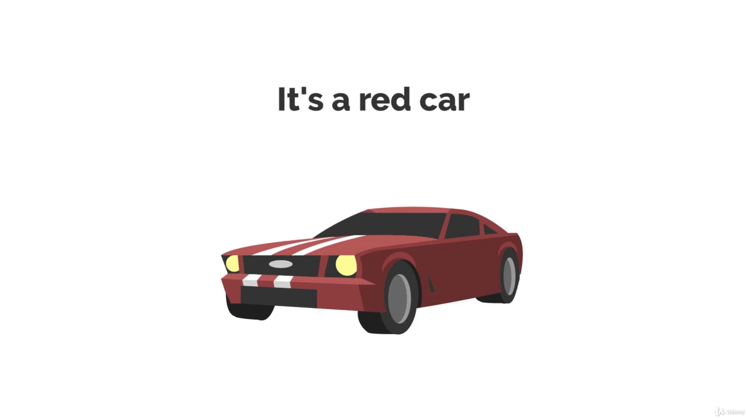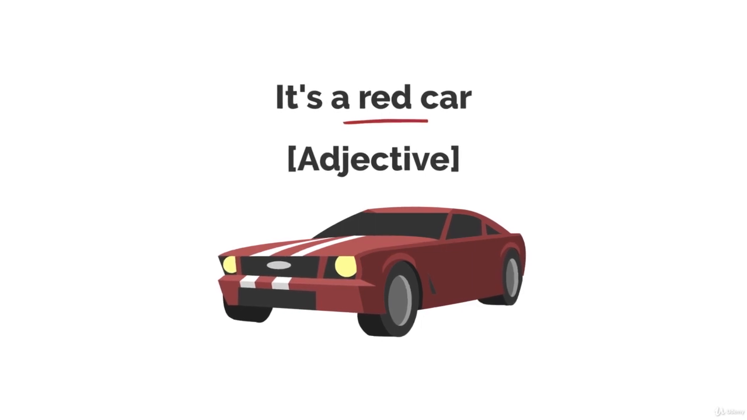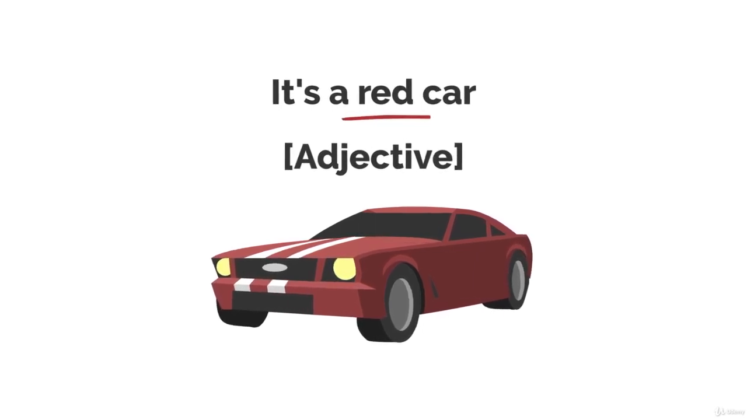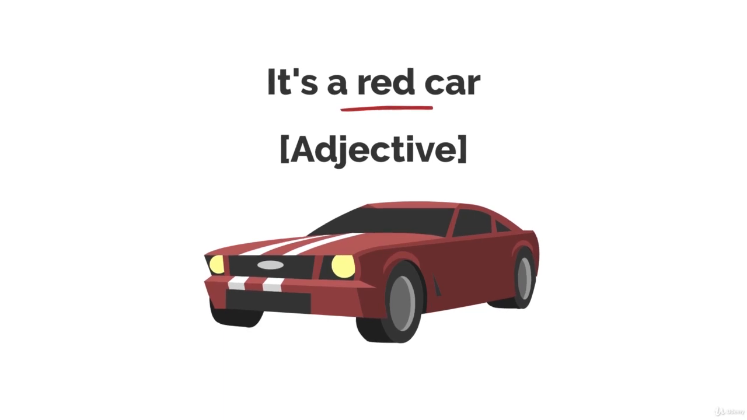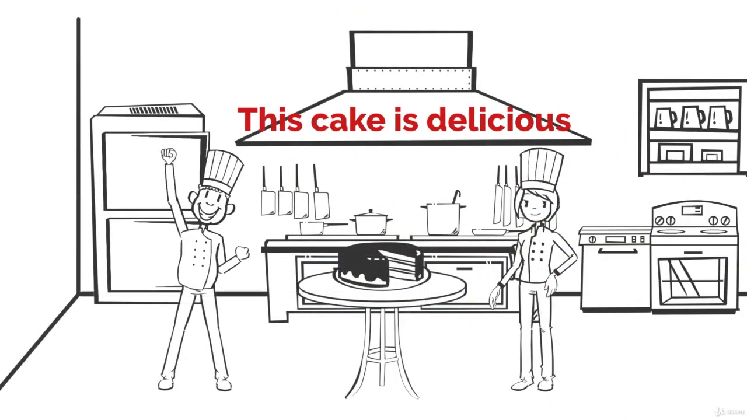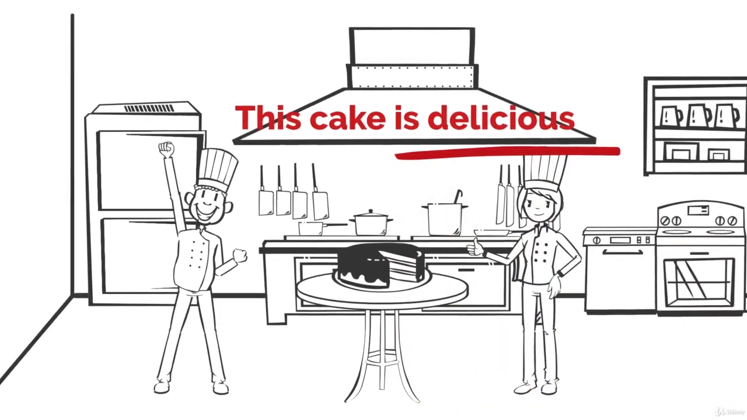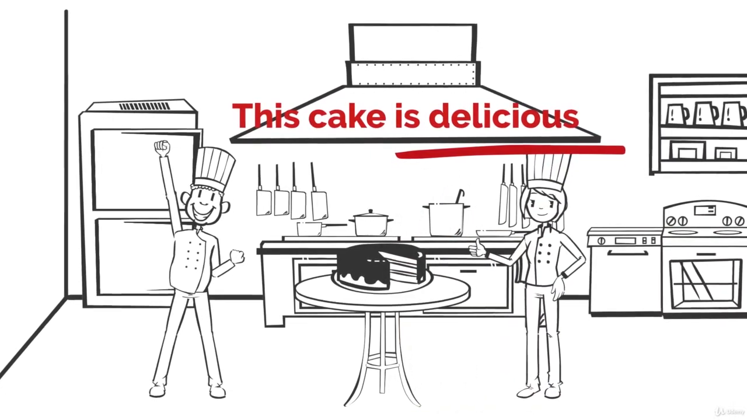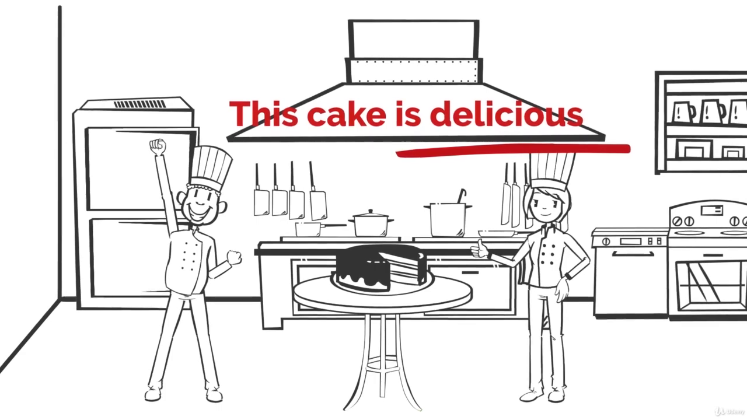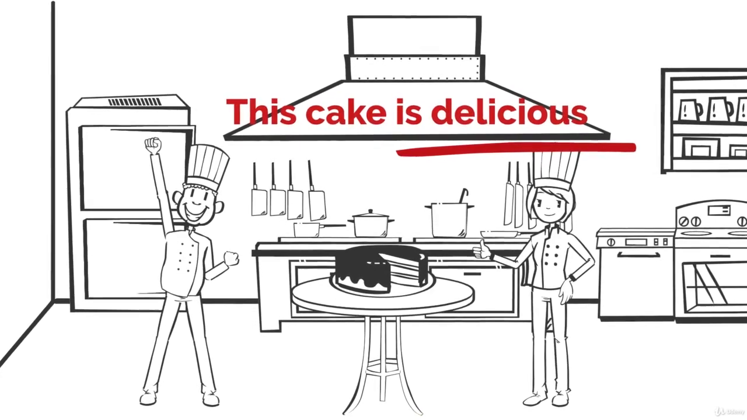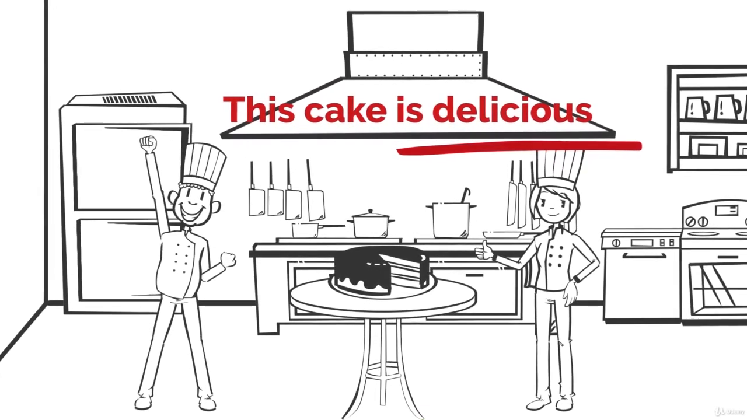It's a red car. The word red is an adjective, which describes the color of the noun car. This cake is delicious. The word delicious is an adjective. It describes the taste of the noun cake. Let's move on to the next one.